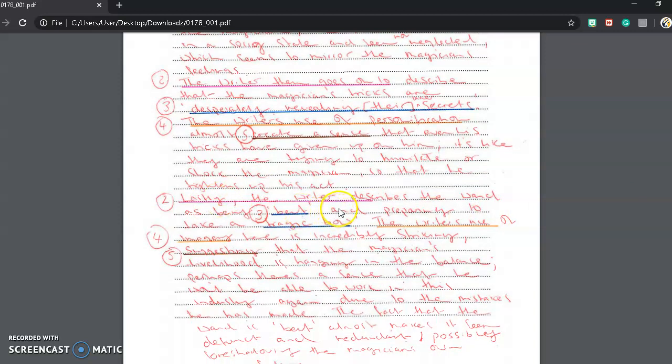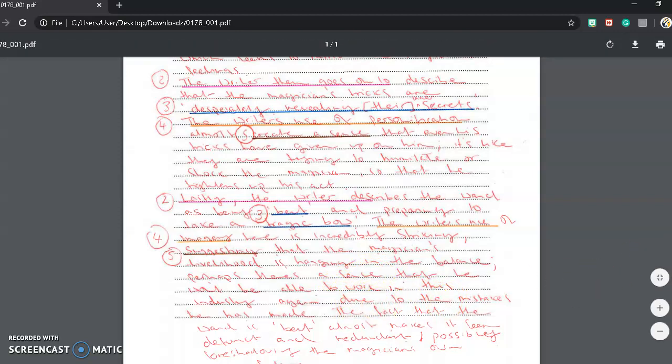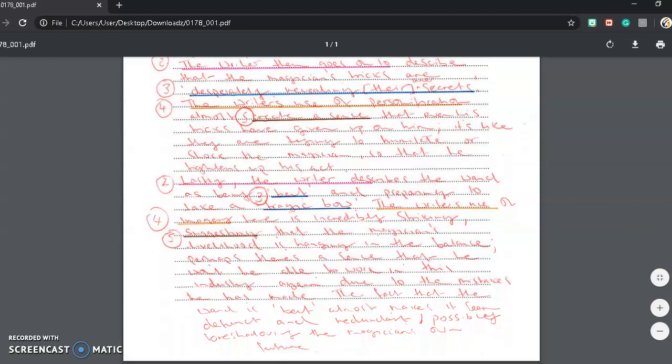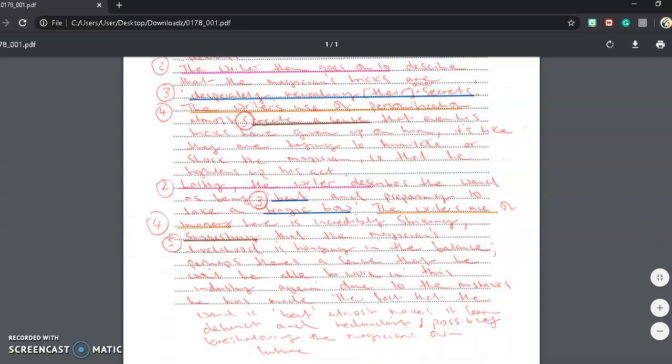Lastly, the writer describes the wand as being bent and preparing to take a tragic bow. The writer's use of imagery here is incredibly striking, so that evaluative voice coming in again, suggesting that the magician's livelihood is hanging in the balance. Perhaps there's a sense that he won't be able to work in this industry again due to the mistakes he has made. The fact that the wand is bent almost makes it seem defunct and redundant, possibly foreshadowing the magician's own future.